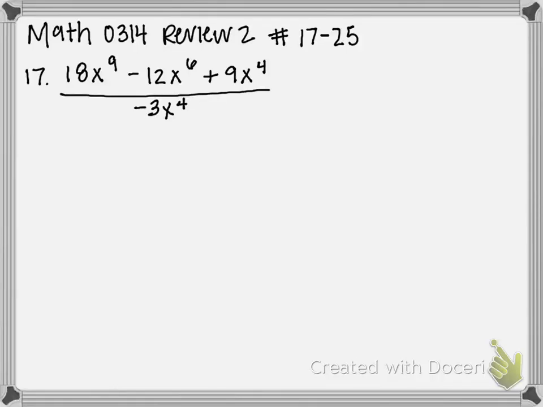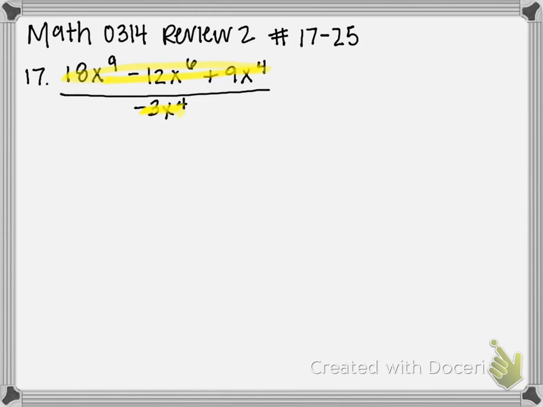Number 17 through 25 for our review number 2. We are given in number 17 a division problem, 18x to the 9th minus 12x to the 6th plus 9x to the 4th, and it's all being divided by negative 3x to the 4th. So our first step on these division problems is everything in the top here is being divided by our negative 3x to the 4th.